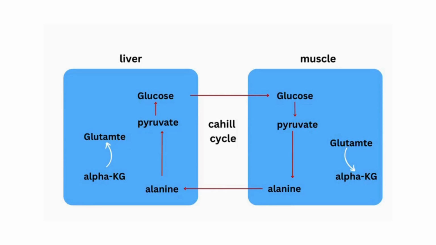Once we have the pyruvate, we need to get the pyruvate back into the muscle so we can keep the glucose cycle going. That's just gluconeogenesis. But I told you that once we have pyruvate, it cannot jump from liver to muscle, and glucose can jump from muscle to liver.